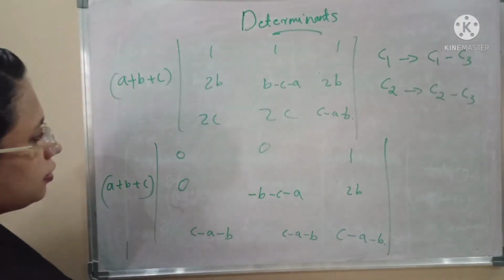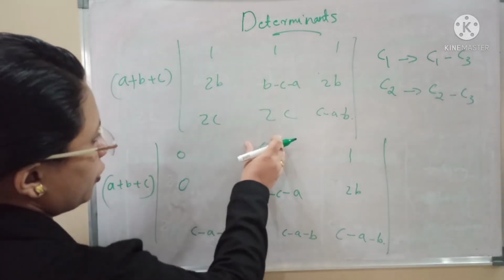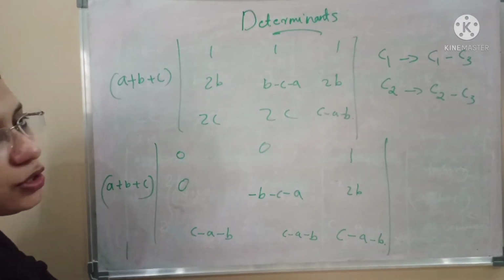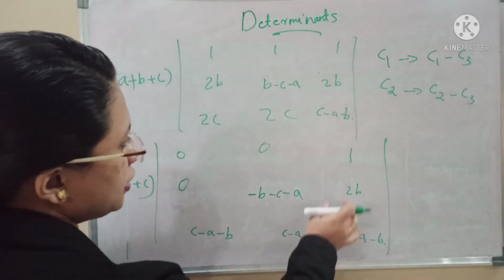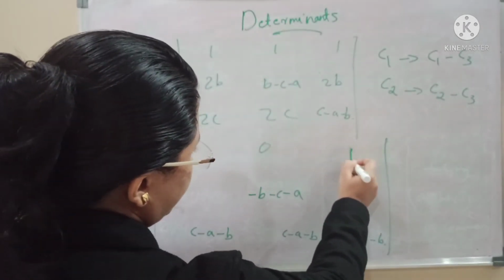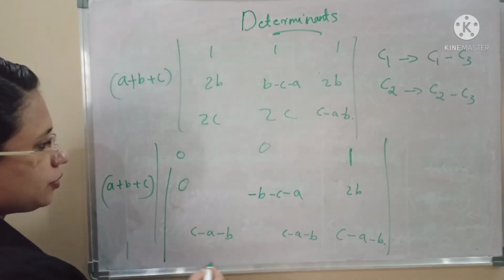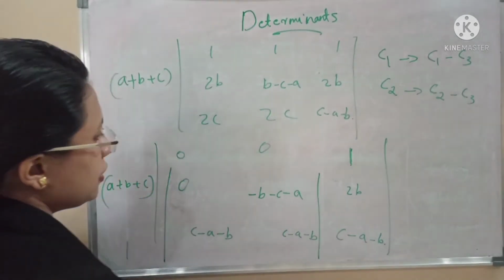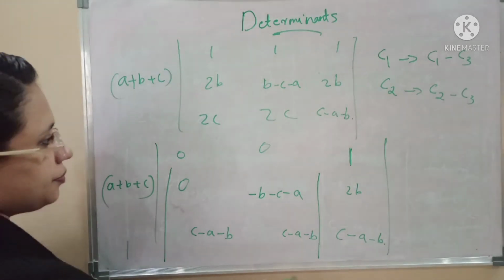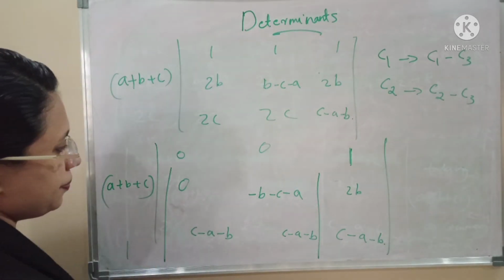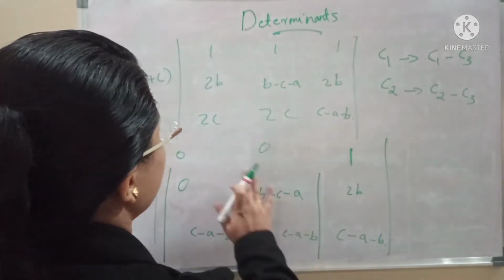Now for this one and this one, we don't want to do any expansion, we just need to consider this term. Okay, if we are considering this term, this will be our determinant, right? The rest we don't want to consider. Okay, so how we can expand this?